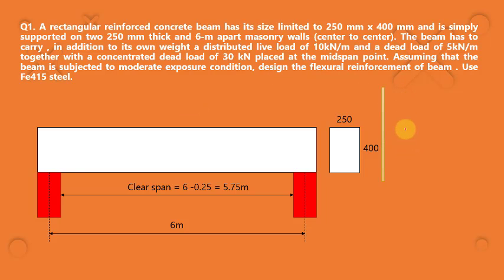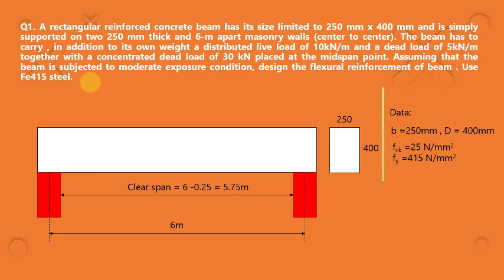So let me write down the data which you have. We have width of the beam as 250. The overall depth of the beam is 400 mm. The grade of concrete is not given to you here, but we can see it's mentioned moderate exposure condition. So you can look in IS 456 2000 for the minimum grade of concrete for moderate exposure condition. From there you will find the minimum grade of concrete you can use is M25 grade. So the grade of concrete which I am considering is 25 Newton per millimeter square.